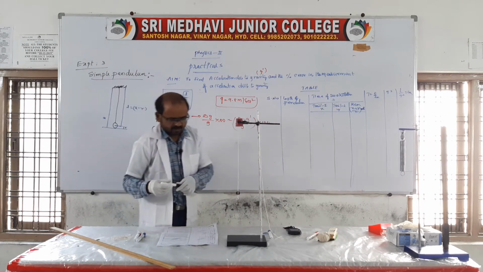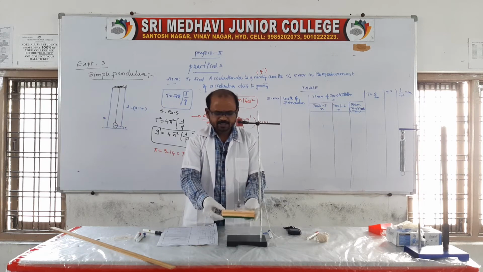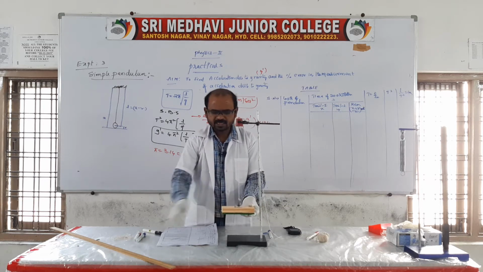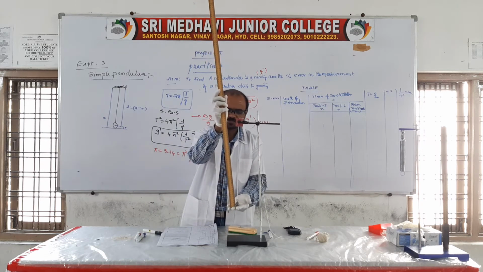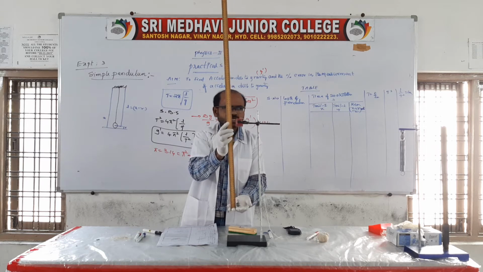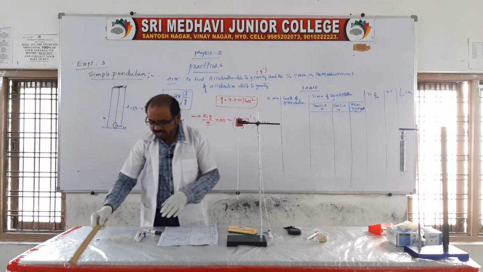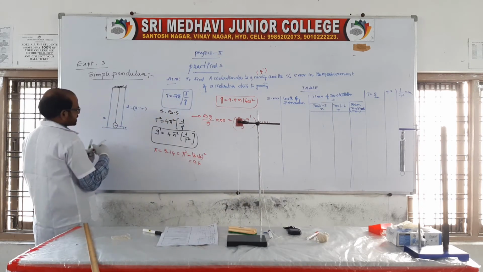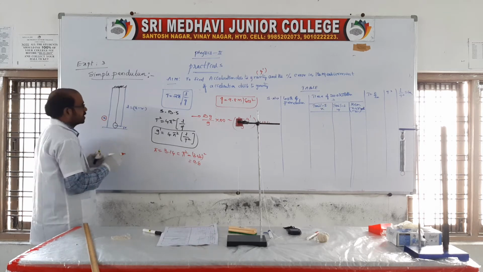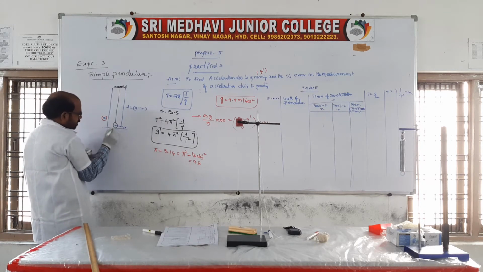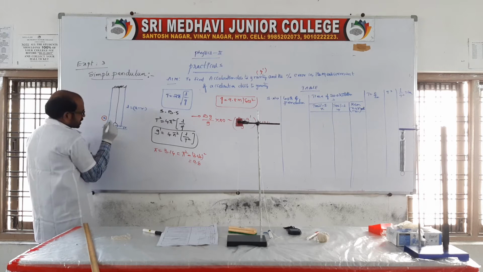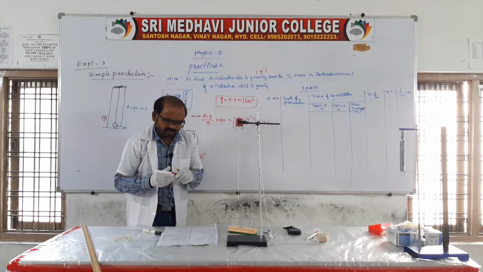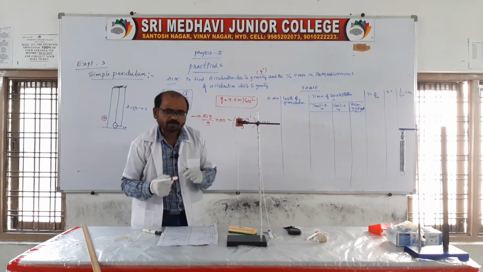Here we should take it like this and, using a scale, measure the length till this point, till the point of suspension. Here we should note the reading. That reading is not the length of the pendulum, because from the point of suspension we are taking till the end of the bob. The length of the pendulum is till the center only. That means the length of the pendulum will be up to the center only.